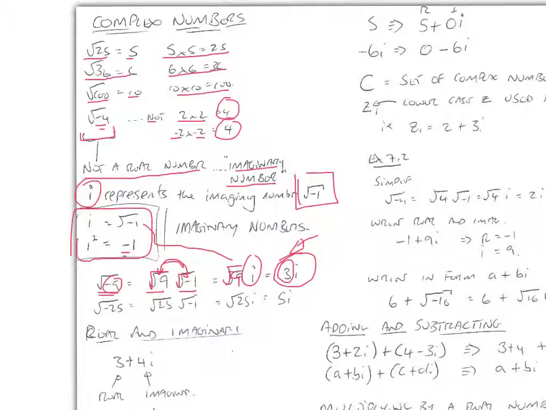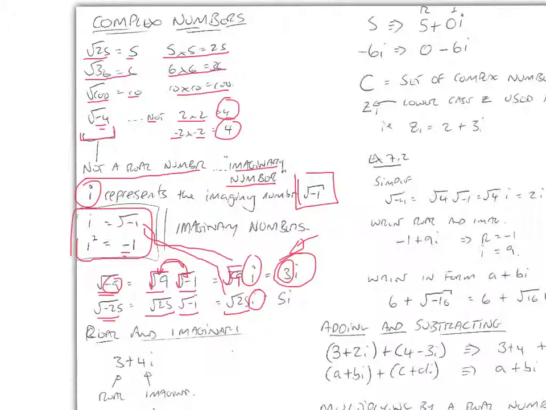Okay, the square root of minus 25 can be rewritten as the square root of 25 times the square root of minus 1, which can be written as the square root of 25 times i, because i is equal to the square root of minus 1.